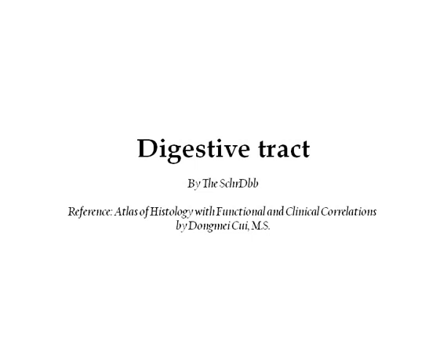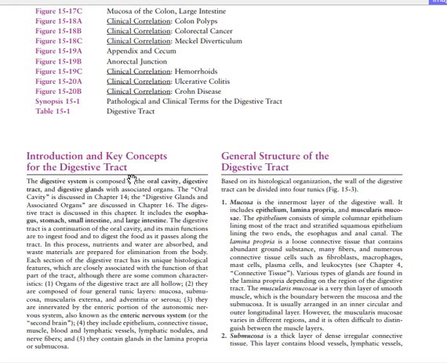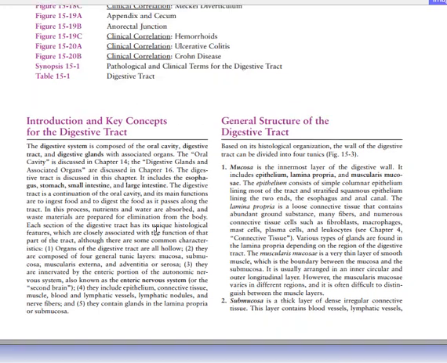This is the Digestive Tract tutorial presented by the Schrøder's Reference Atlas of Histology with Function and Clinical Correlation by Dongmei Cui. So we start with the introduction of the digestive tract histology. We start by naming the different parts that constitute the digestive tract. It consists of the esophagus, the stomach, the small intestine, and the large intestine.